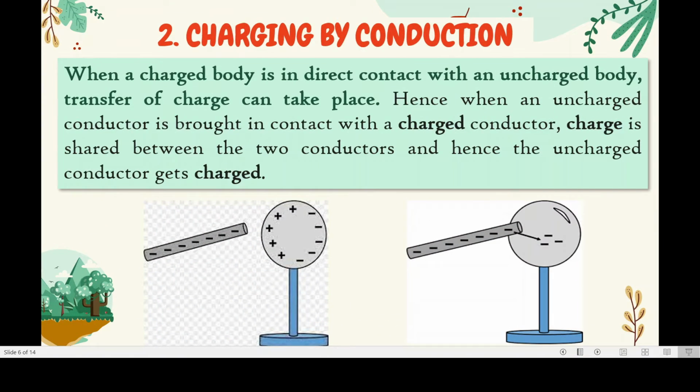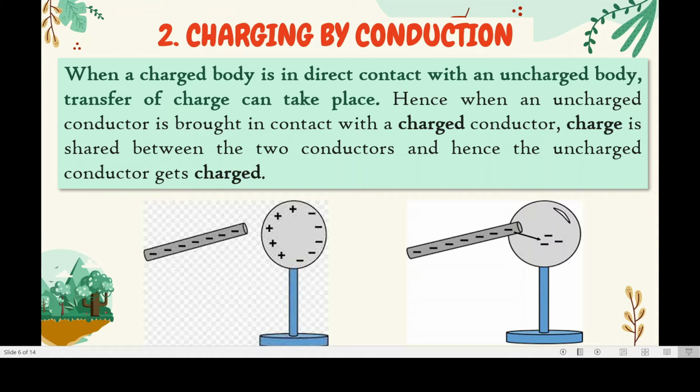So charging by conduction. When a charged body is in direct contact with an uncharged object, transfer of charge can take place. Hence, when an uncharged conductor is brought in contact with a charged conductor, charge is shared between the two conductors, and hence the uncharged conductor gets charged. So this process is called charging by conduction.